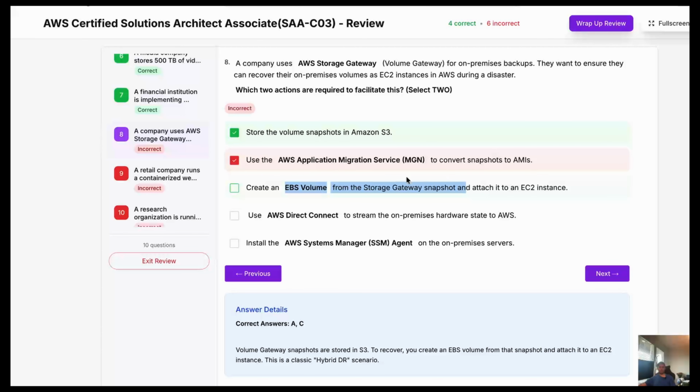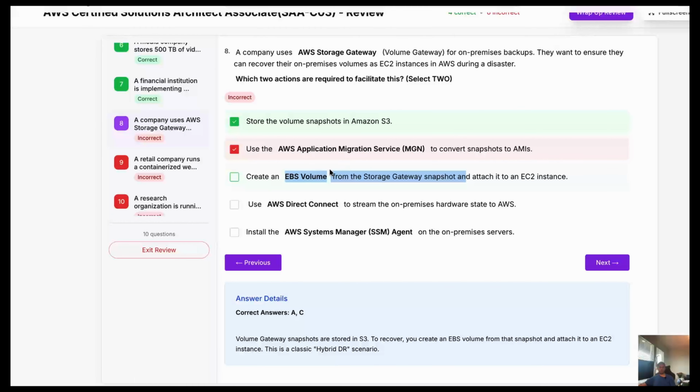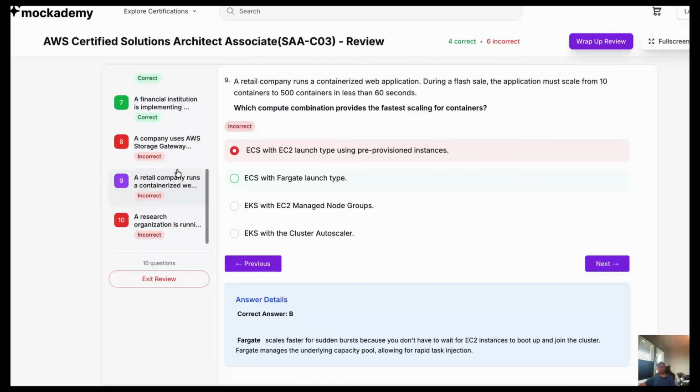Question number 9 is also wrong because we need to select ECS with Fargate launch type, which can attach quickly and start sharing the load from the requests. So it's pretty quick to start instead of the EC2 launch type, which has to boot the server and attach it, which takes a lot of time.